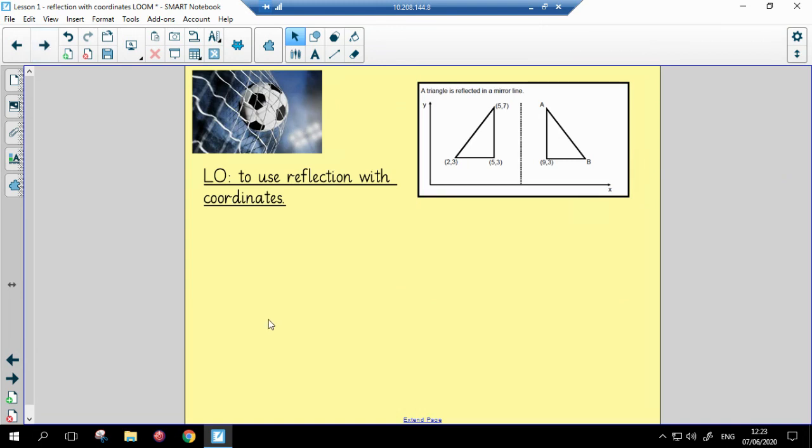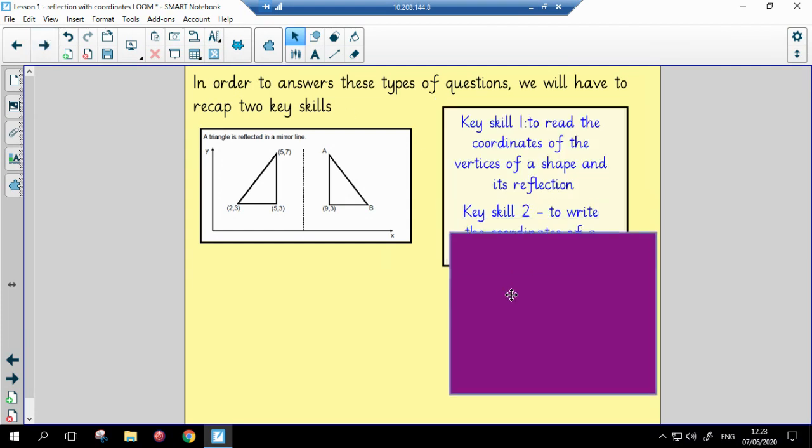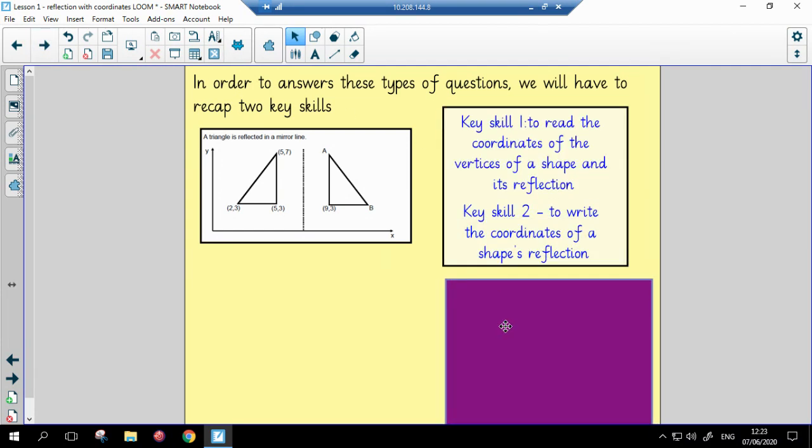So today's learning objective is to use reflection with coordinates. So practicing the skills that we've been using during this topic. And our key skills are exactly that. The first one is to read the coordinates of the vertices of a shape and its reflection. And the second key skill is to write the coordinates of a shape's reflection.